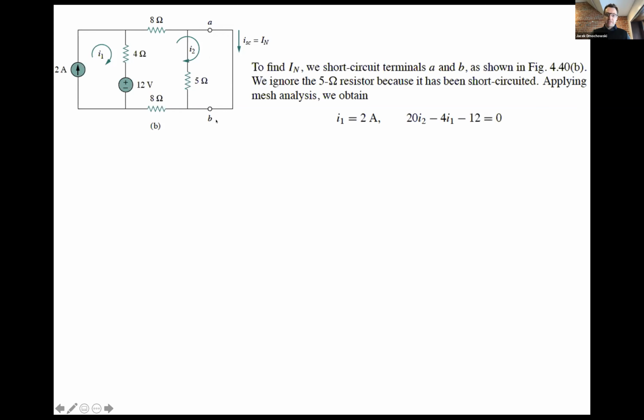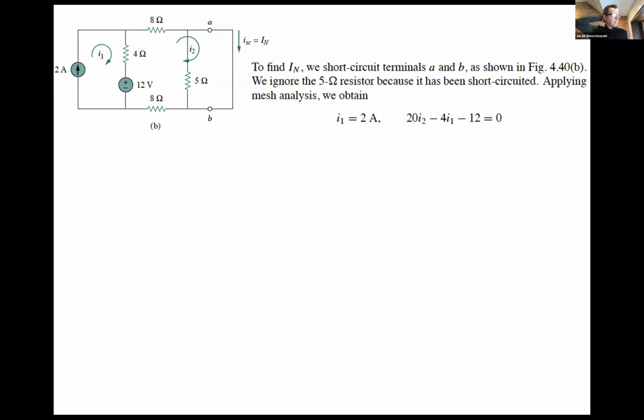And so what you effectively have is a 2 mesh circuit over here where I1 is given to us by 2. And then the second mesh is the outside one, right? You can just ignore this branch here for the sake of determining IN. And this will happen a lot when you're doing Norton, because when you do Norton, you short circuit A and B. So anything that's in parallel with that will be ignored.